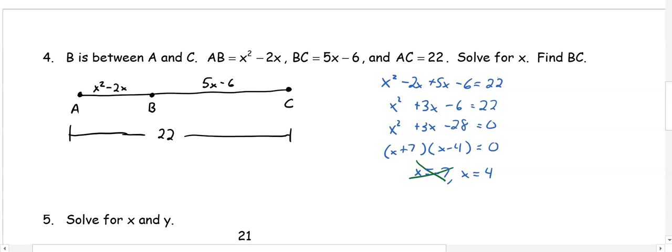If I want to find BC, I'm just going to put 4 in. So BC is equal to 5 times 4 minus 6, which is 20 minus 6, so that is 14.